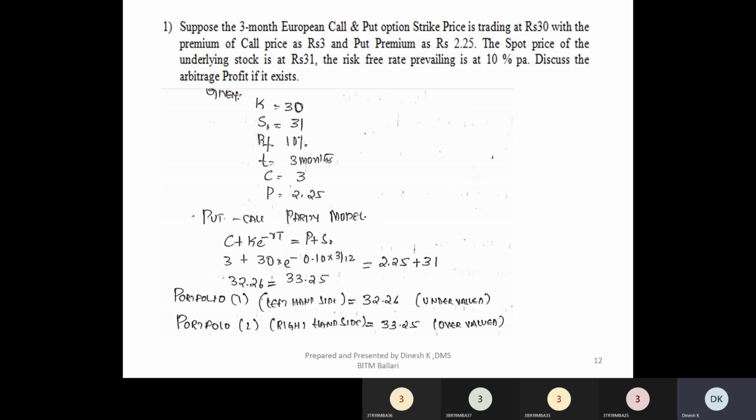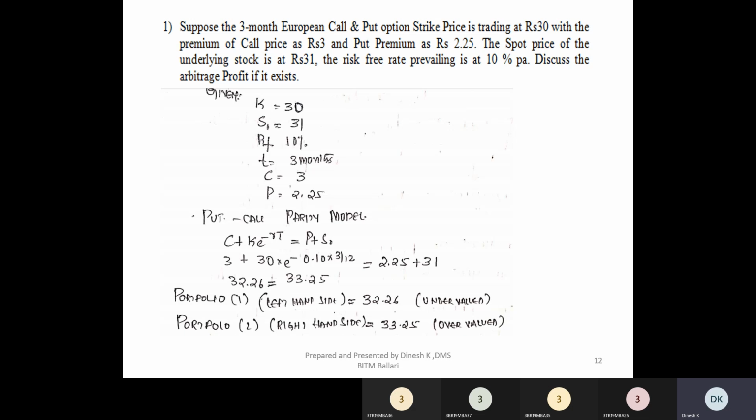But if you look at here, both the call and the put price has been given to you, right? So you are not trying to know the price of the premium here, but you are looking for the arbitrage opportunity, right? So call and the put premiums are being given. So call premium is 3 and the put premium is 2.25, and the spot price of the underlying stock is rupees 31.